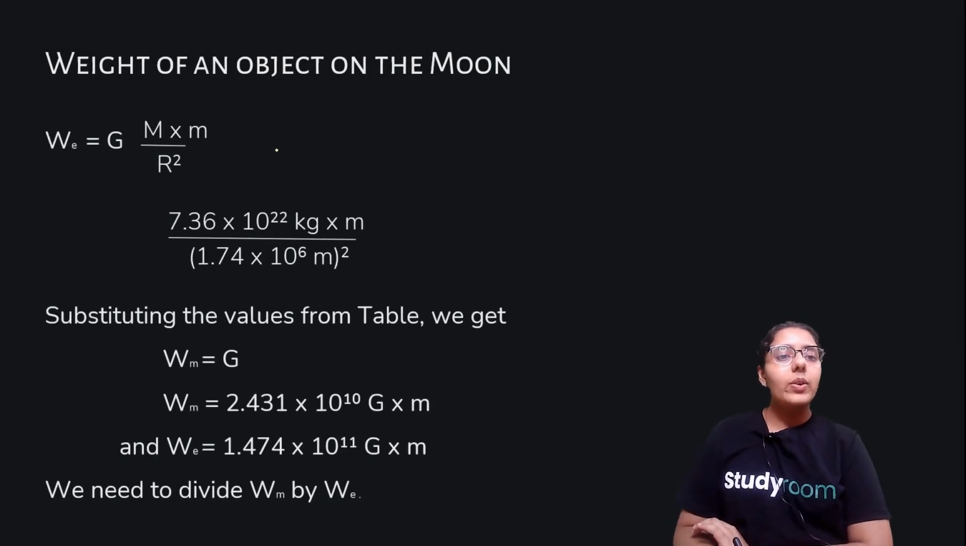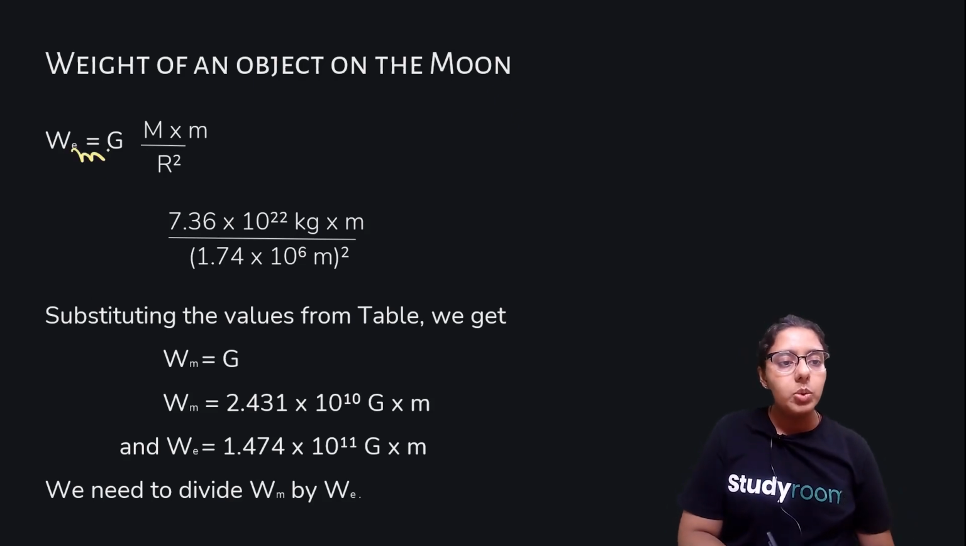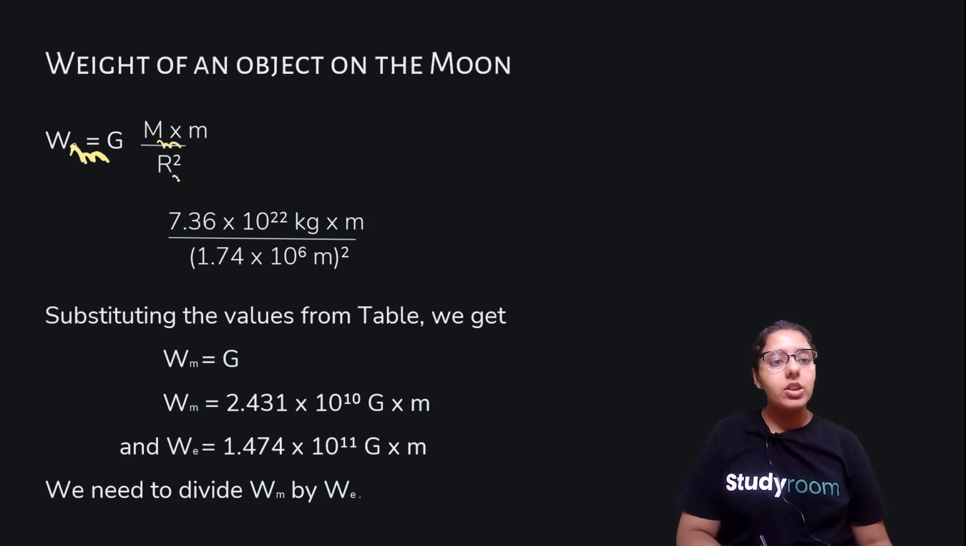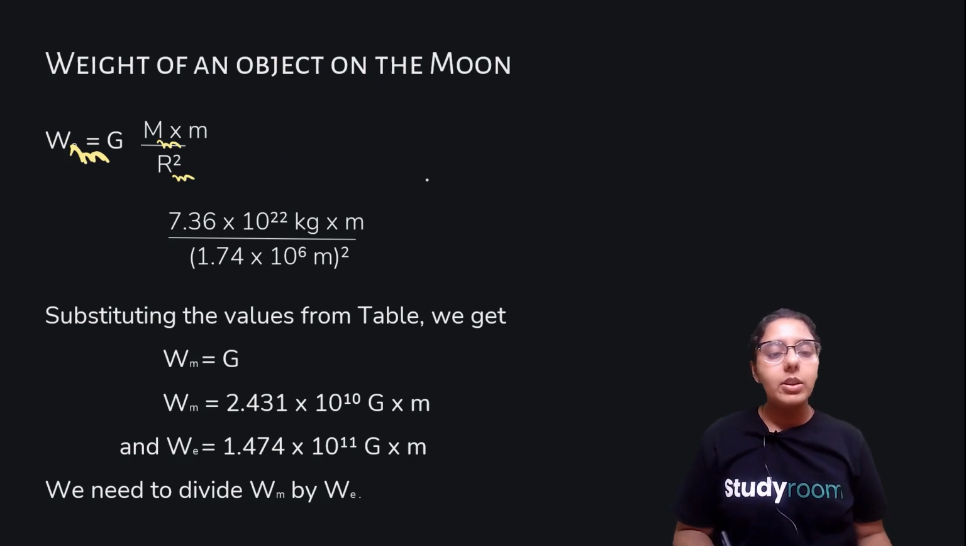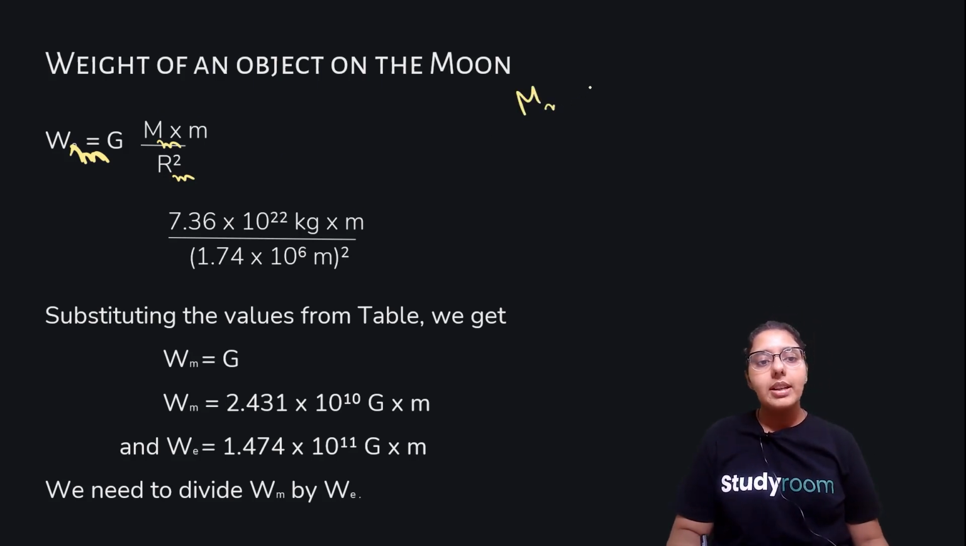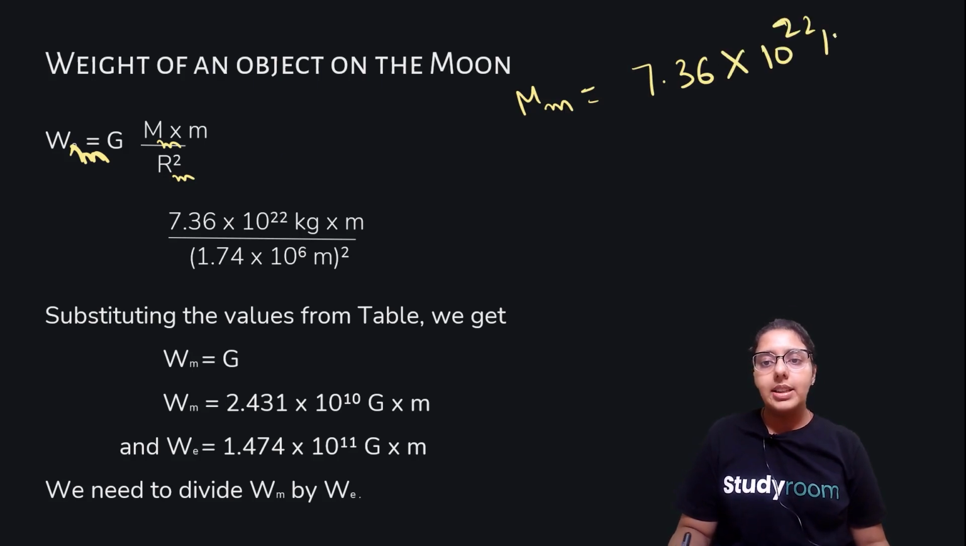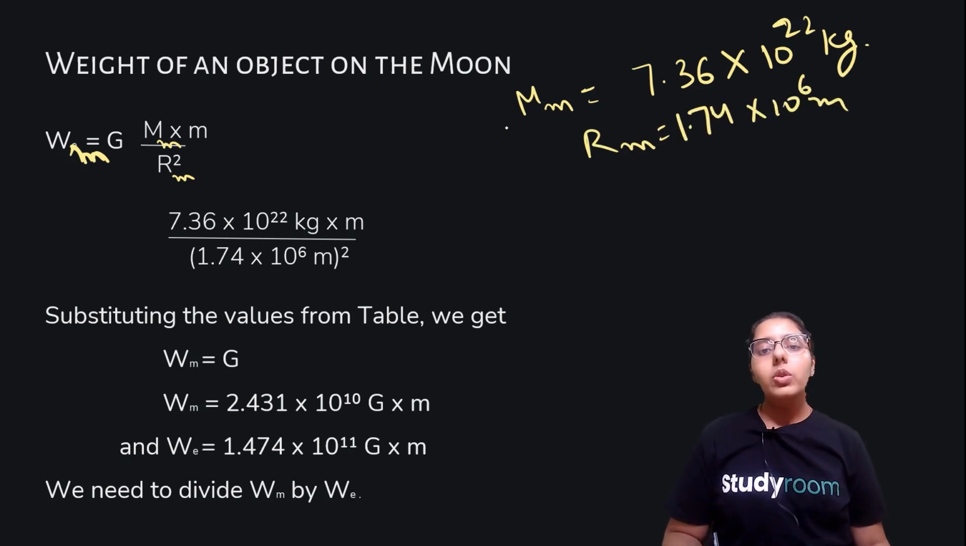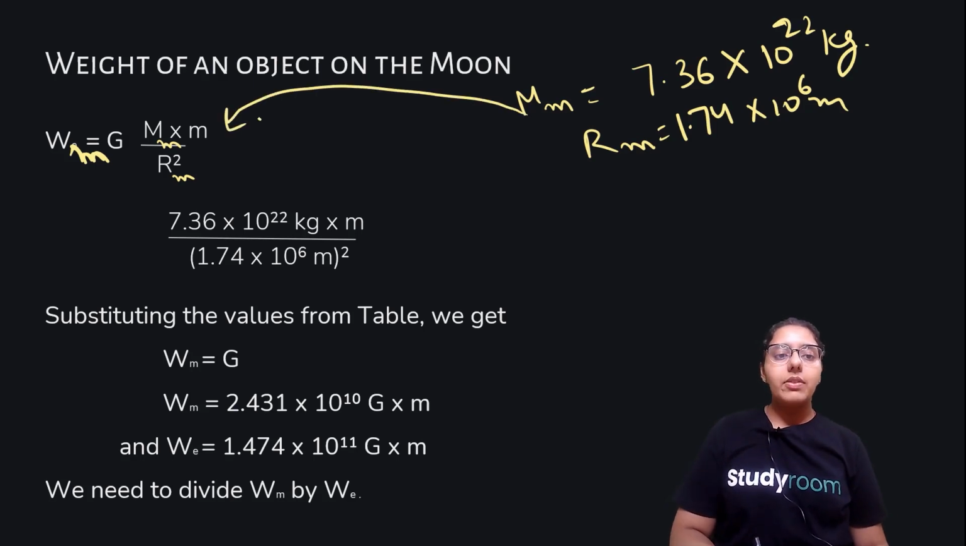So let's calculate the weight of an object on the moon. We know that weight of an object on the moon, this is your m, is G into mass of moon into mass of the object upon radius of moon square. So we'll plug in the values. We just saw in the previous slide that mass of moon is 7.36 into 10 to the power 22 kgs, and radius of moon is 1.74 into 10 to the power 6 meters. We'll do nothing but plug in the values in this formula.